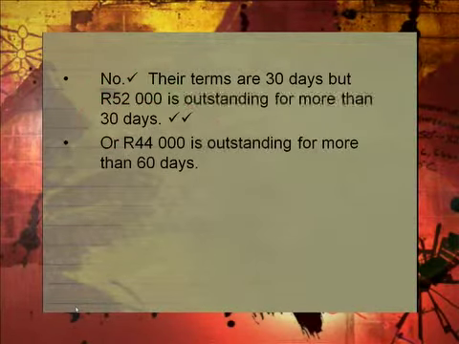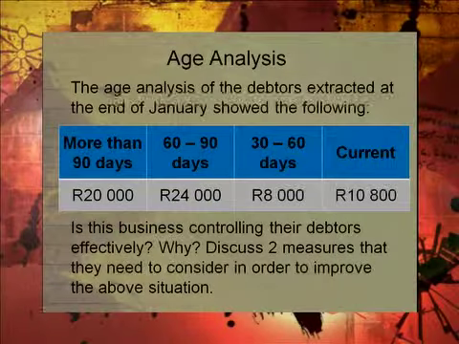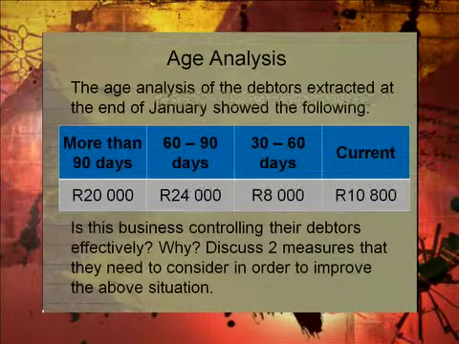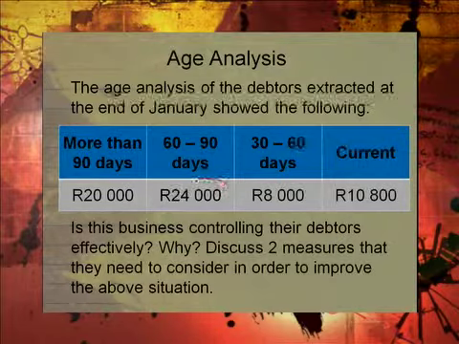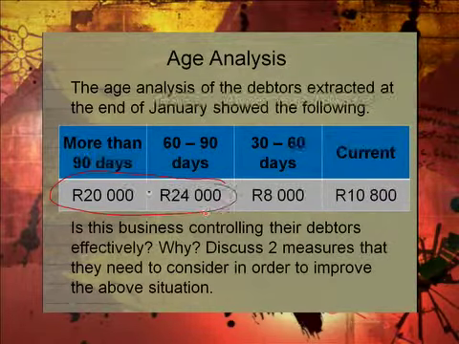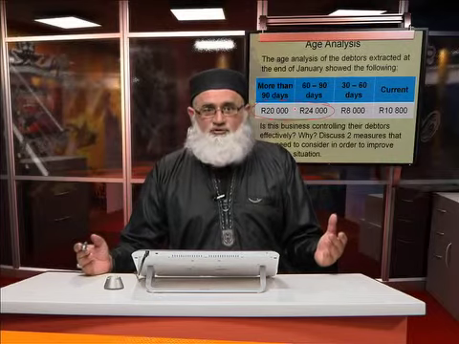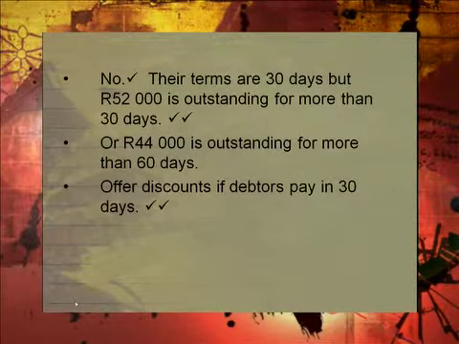You could also say that 44,000 is outstanding for more than 60 days. Now, where are you getting this information from? Let me show it to you so you can clearly see it. There it is. Can you see? Those 2 amounts added together will give you the 44,000 Rand. Okay, guys, what are we going to do about it? What action are we going to take?